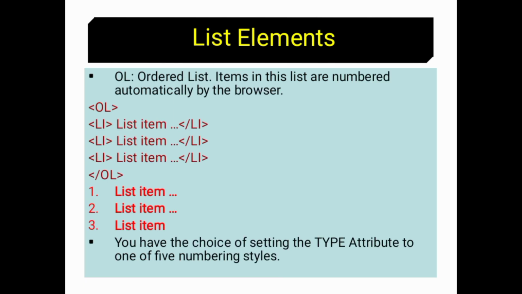Then OL stands for ordered list. Items in this list are numbered automatically by the browser. Within the OL tag, we mention the list items. If you want to set the type, you write OL type equal to the value you need.